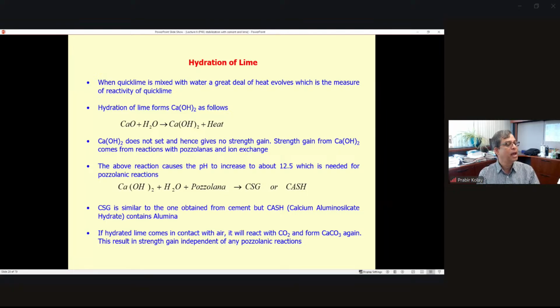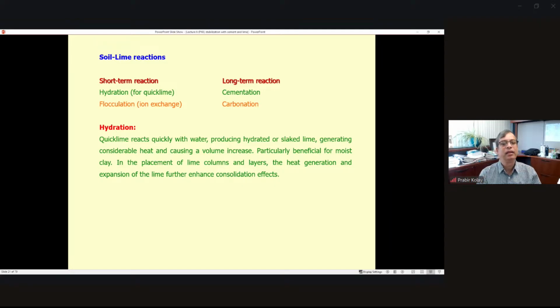Hydration of lime, as we just mentioned: quick lime gives Ca(OH)2 plus heat, and Ca(OH)2 plus water plus pozzolan will form calcium silicate hydrate or calcium aluminate silicate hydrate. We call it C-S-H, similar to the one often from the cement, but C-A-S-H contains alumina. Now when we add lime plus clay, there are short-term reactions and long-term reactions. The short-term reactions are hydration, flocculation, and ion exchange. Long-term are cementation and carbonation.